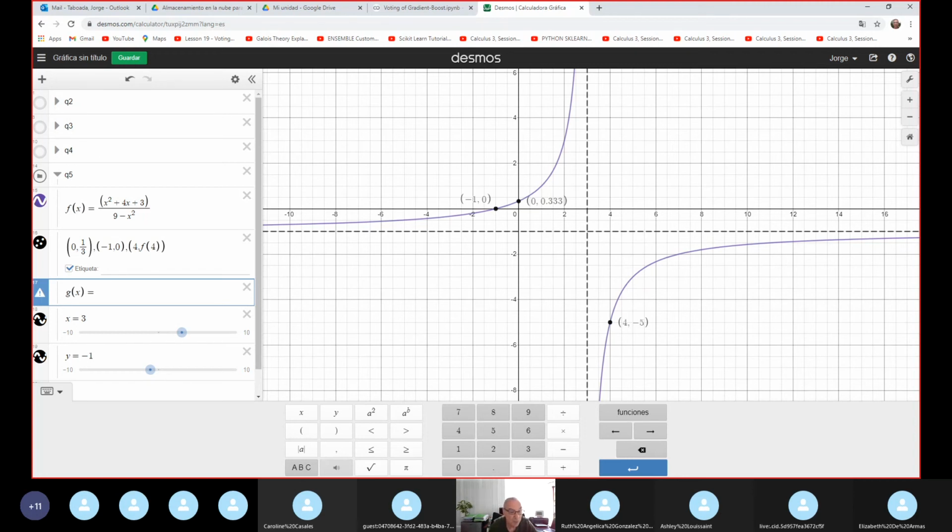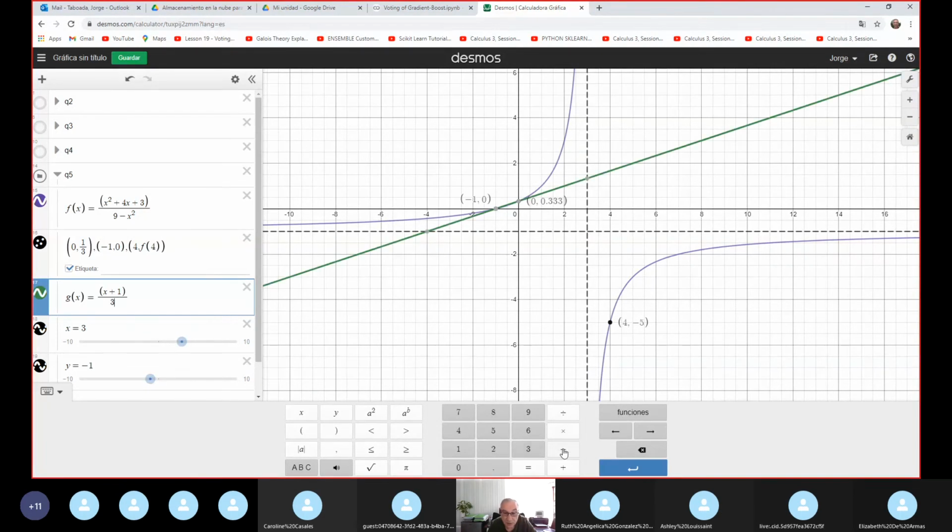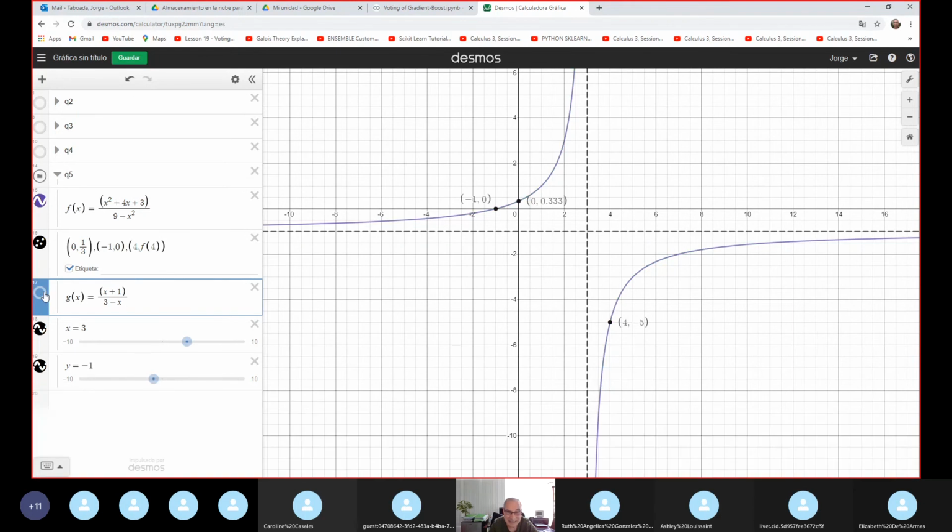I go to Desmos. It is open parenthesis, x plus 1, close the parenthesis, divided by 3 minus x. And you see, wow, look at that. Interesting. The equivalent curve is exactly the same, for the purple and green colors, except at 3.